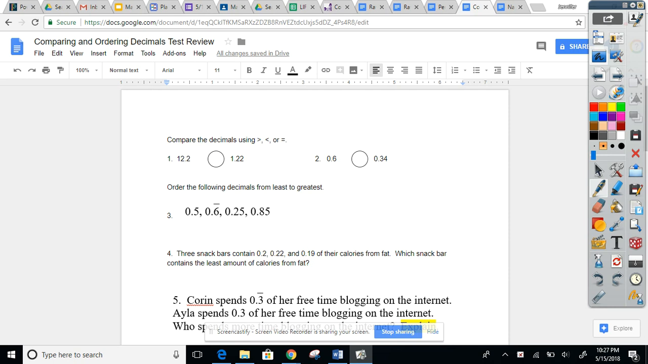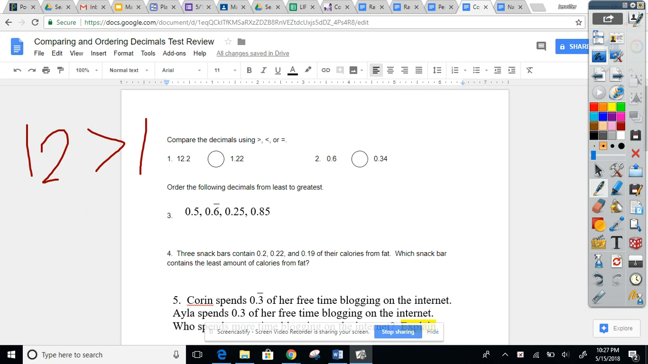Number one, it says 12 and 2/10, and I'm going to compare it to 1 and 22/100. These both have the same numbers: 1, 2, 2. The only difference is where my decimal is. Remember, the piece of the decimal that is in front is my whole number, and what's after is the part of a whole. So if I compare the first one and the second one, which is bigger, the whole number 12 or the whole number 1? The whole number 12 is larger. So 12 is bigger than 1.